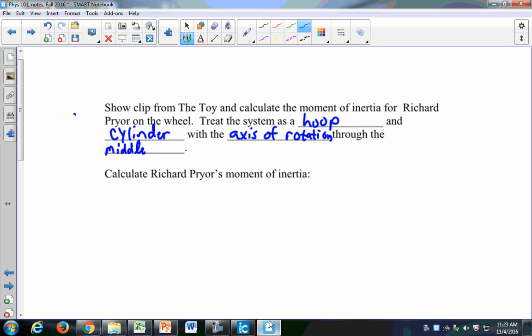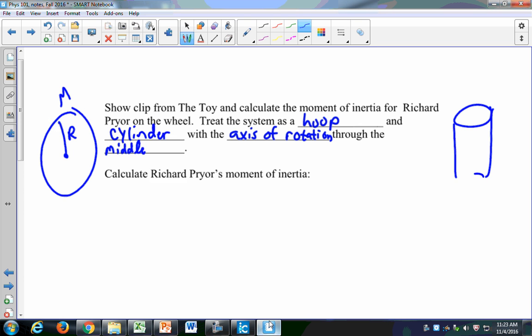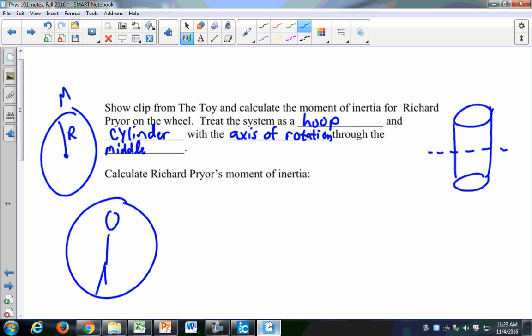All right, so I'm going to treat it as a hoop that has a certain radius and a certain mass, and then I'm also going to treat it as a cylinder that's rotating about this axis. That sort of simplifies it, but it's also sort of like what we have. We have Richard Pryor here, he's sort of like our cylinder, and then the hoop is the actual wonder wheel. And then if we want to know the total moment of inertia, I can just add those two up.